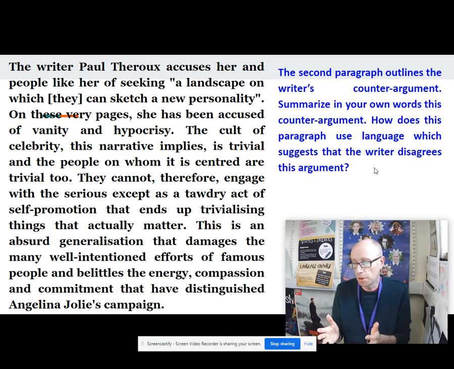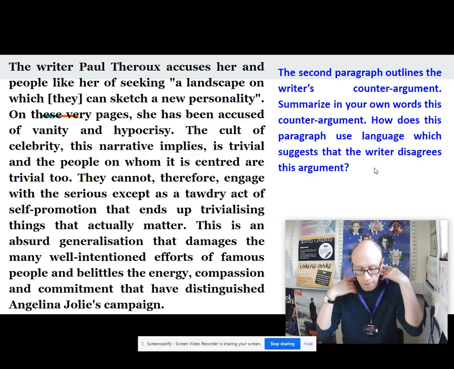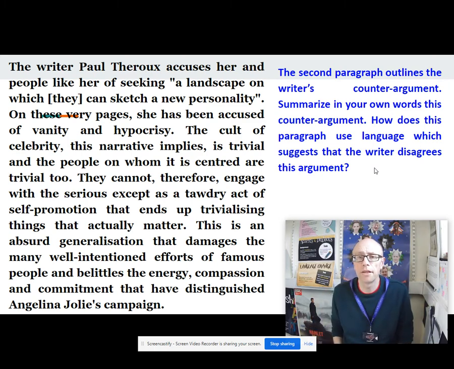Now, what this is doing is the counter-argument, and so you've got to think, if you're going to pull off a really successful persuasive piece, somewhere in your article you have to show that there is a counter-argument and then that you can deconstruct it.